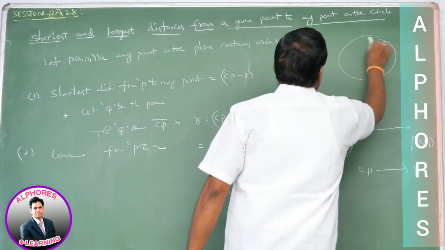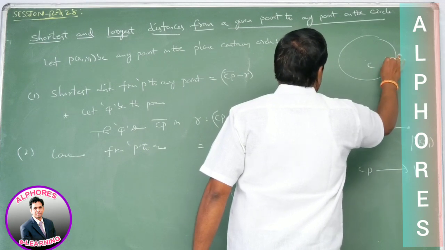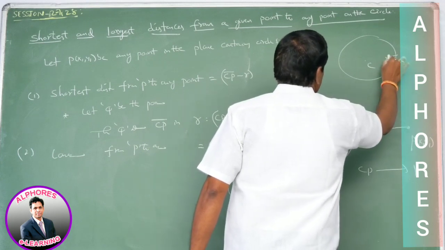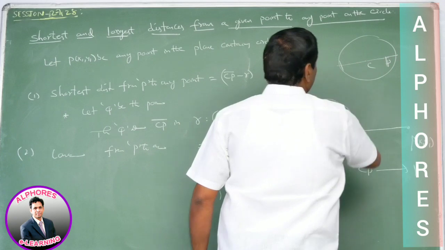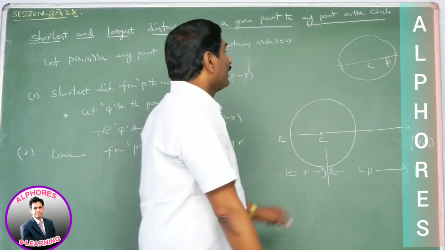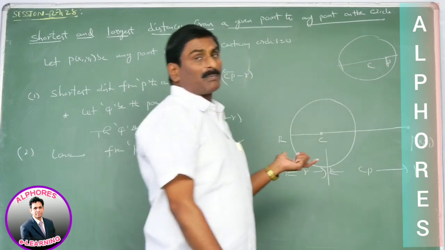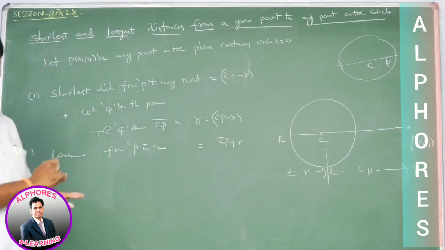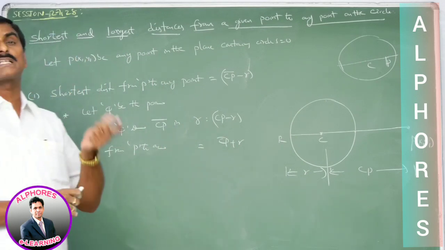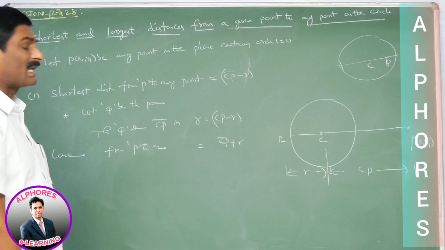Suppose the circle is in this way. C is this, P point is here. It is the shorter distance. It is the longest distance. Same in this case also, CP plus R. If the point lies inside of the circle or exterior of the circle, the greatest distance from P to any point on the circle is equal to CP plus R.